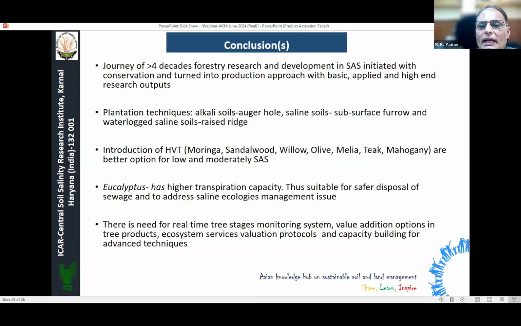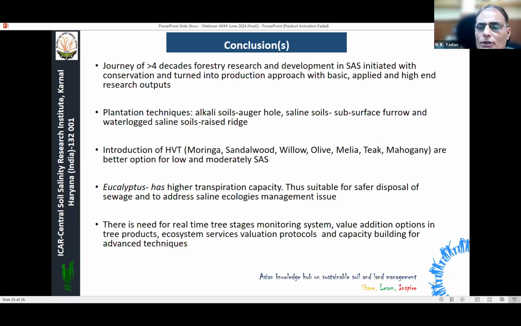So finally, we have 3-4 conclusions we can draw from this presentation. From the more than 4 decades of the journey of research and development in salt-affected soils, particularly done by the Soil Salinity Research Institute India, the approach has changed from conservation to production. Then we have plantation technologies: alkali soils, auger hole, saline soil, subsurface furrow, and waterlogged wastage.